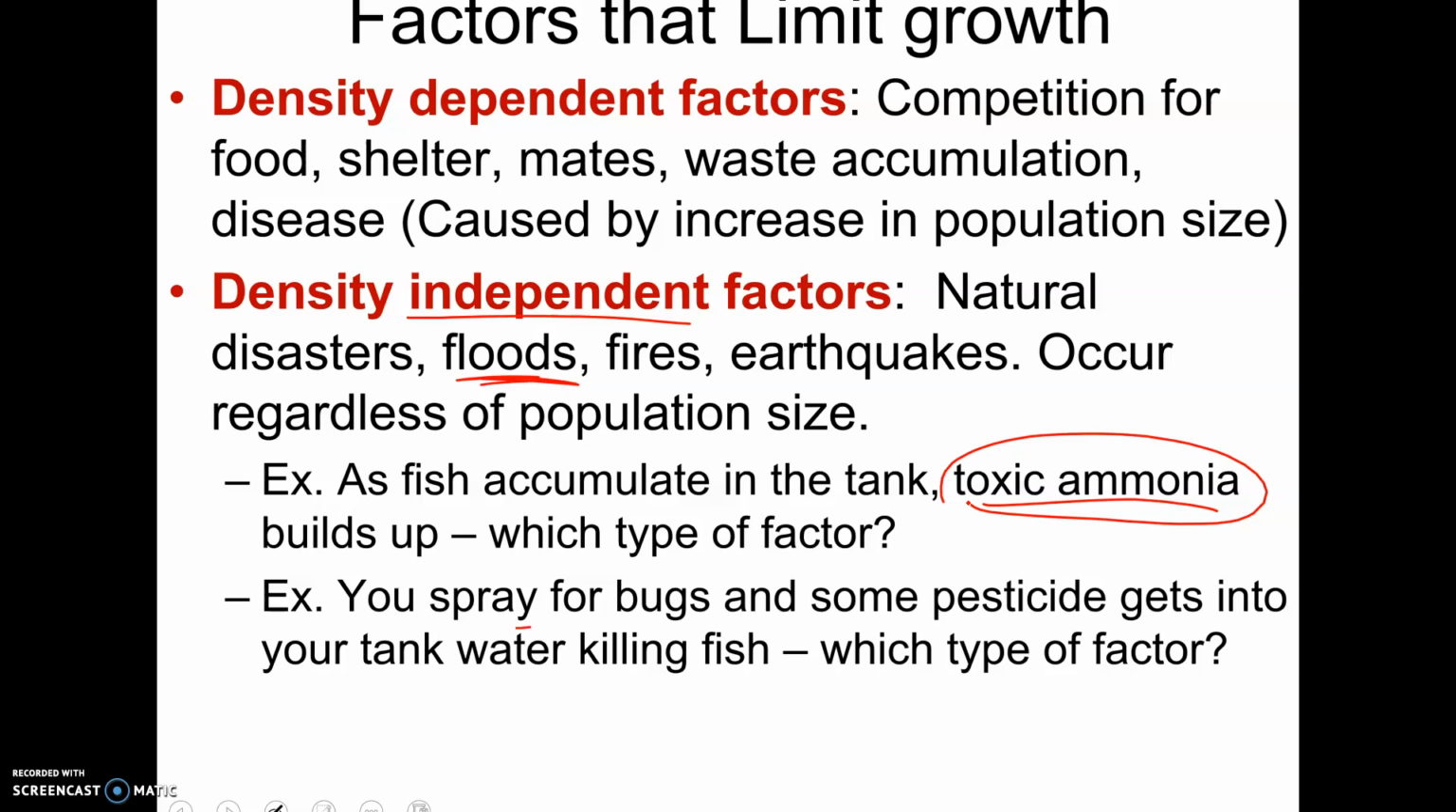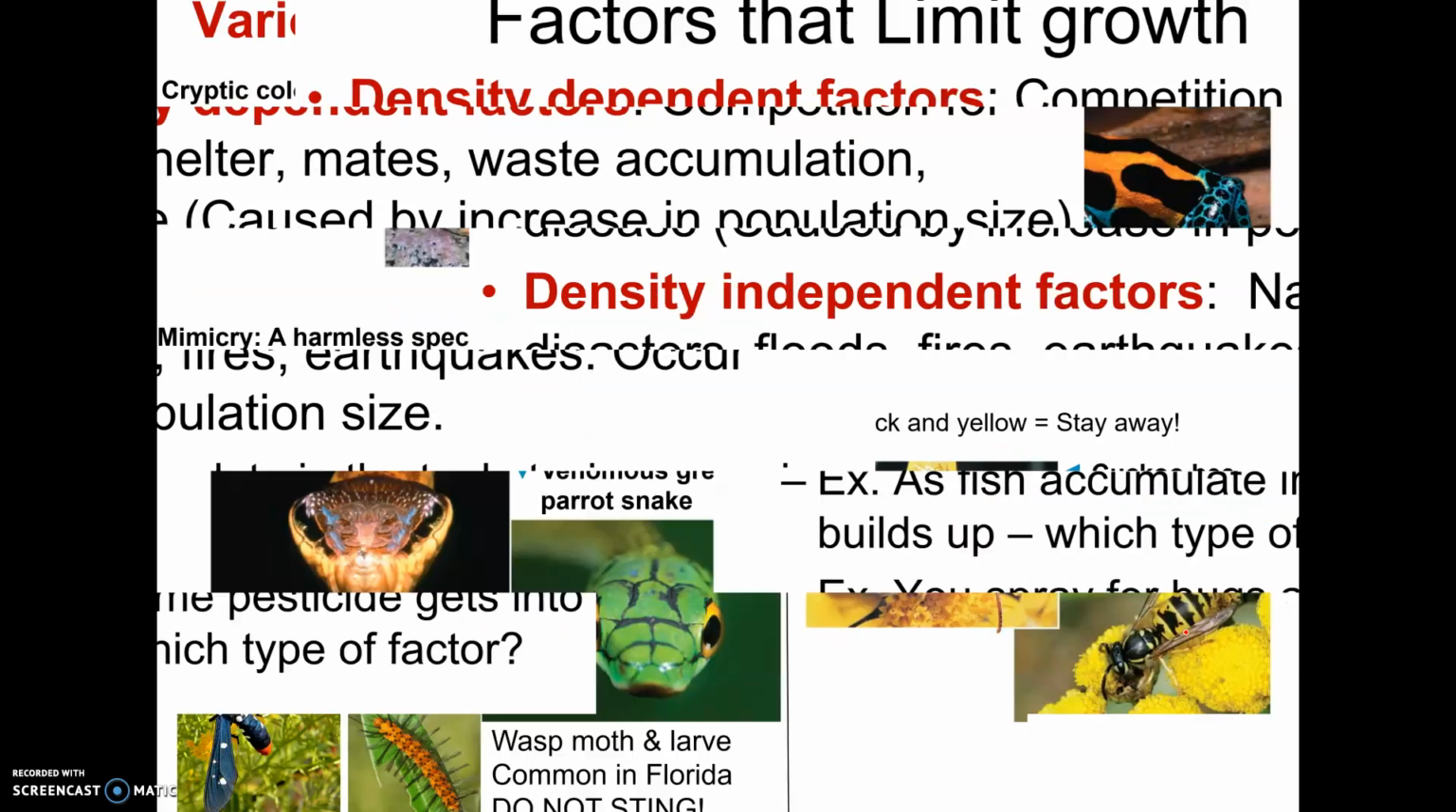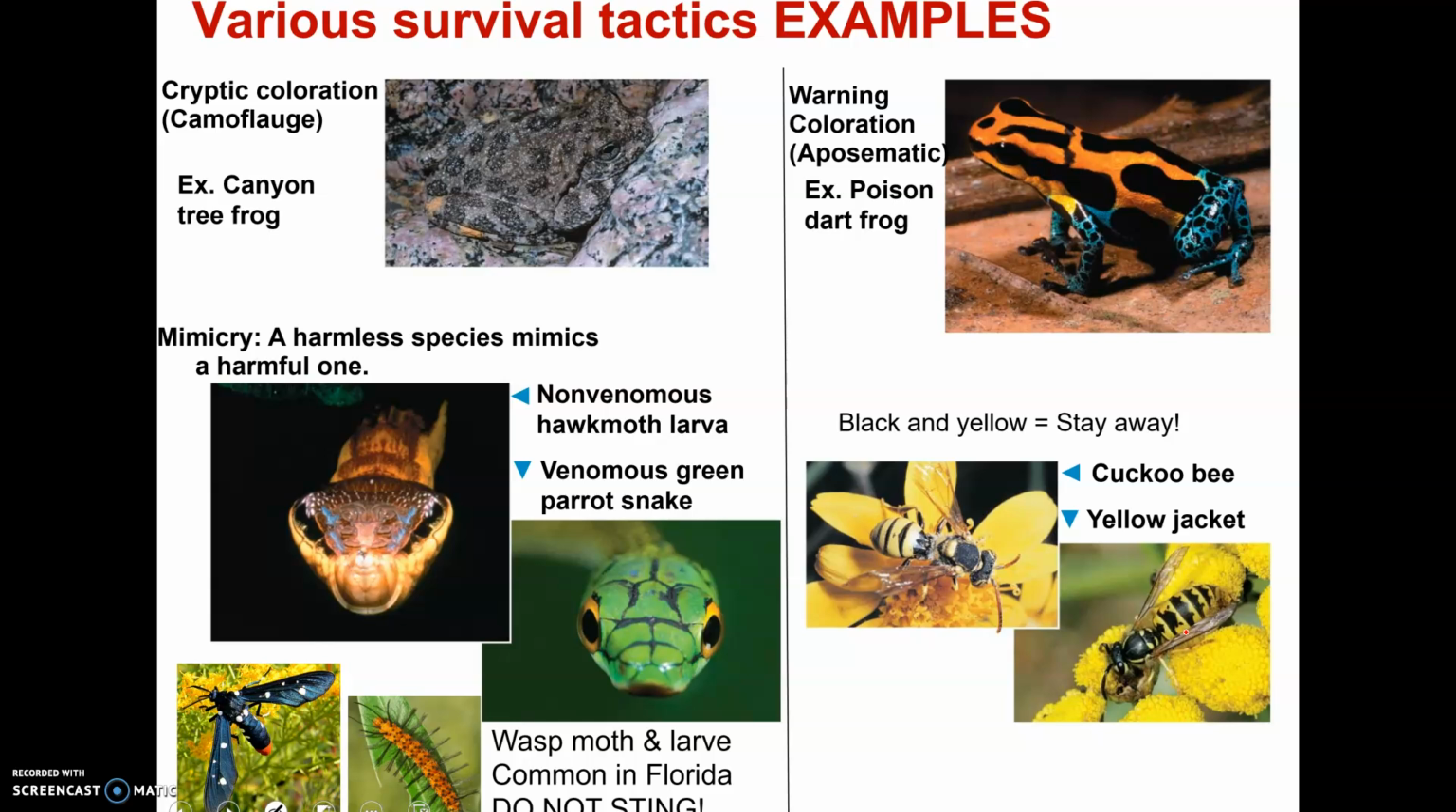This is a density-independent one. You spray for bugs. Some of the pesticide gets into the tank water and some of the fish die. That's a density-independent factor. It just happened. These are just some tactics for survival. Cryptic coloration or camouflage. I know everybody's familiar with what camouflage is. Also bright colors. A lot of times colors like black and yellow stripes or the frogs with their bright colors, the poison dart frogs, they indicate that they're a dangerous animal and others will stay away, and that protects them.